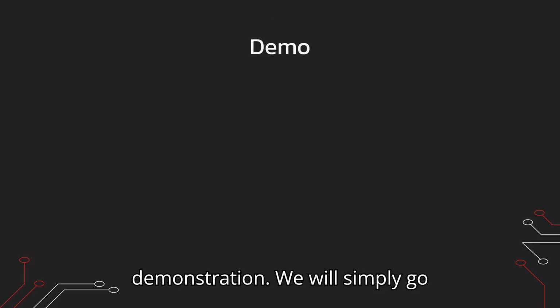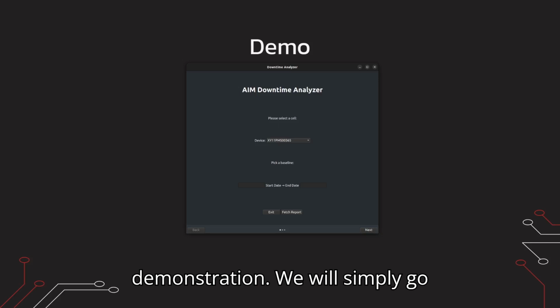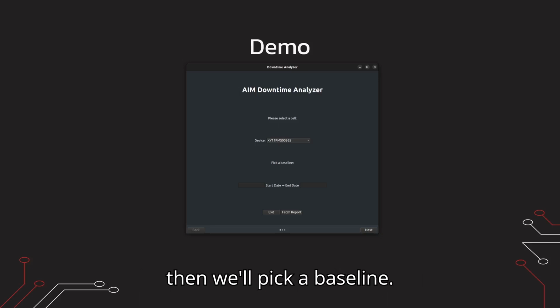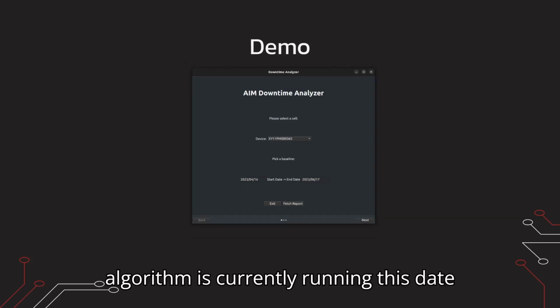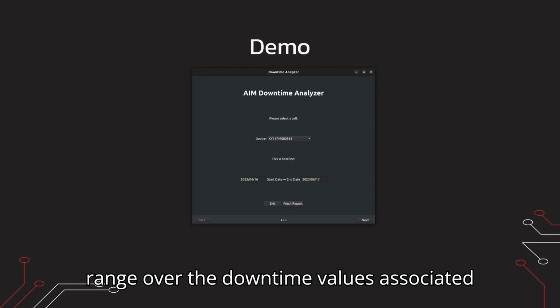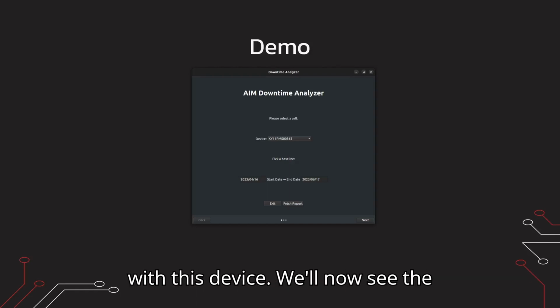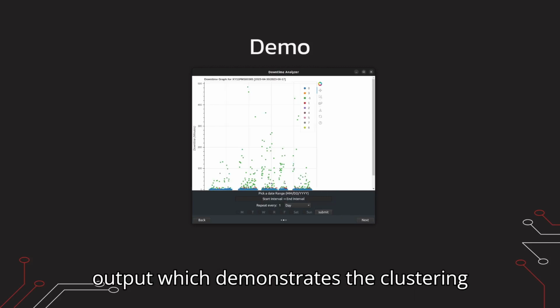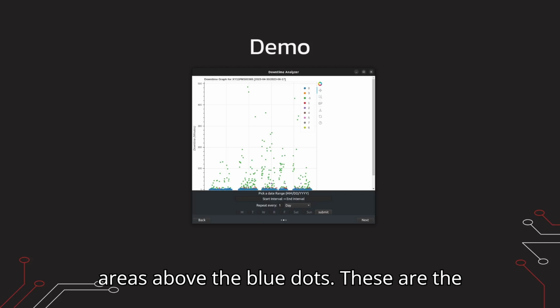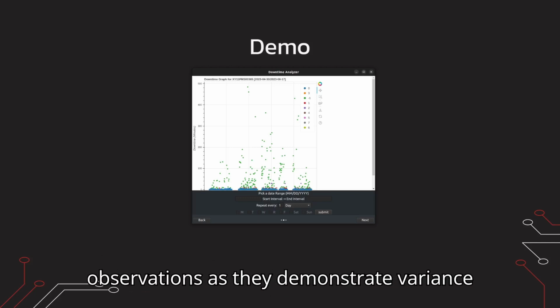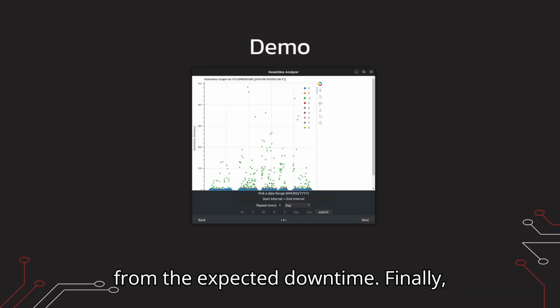Now it's time for the final demonstration. We will simply go with the device that initially loaded, and then we'll pick a baseline. Finally, we'll fetch a report. In the background, the machine learning algorithm is currently running this date range over the downtime values associated with this device. We'll now see the output, which demonstrates the clustering we previously discussed. You'll note the areas above the blue dots. These are the key points that will be used in future observations, as they demonstrate variance from the expected downtime.